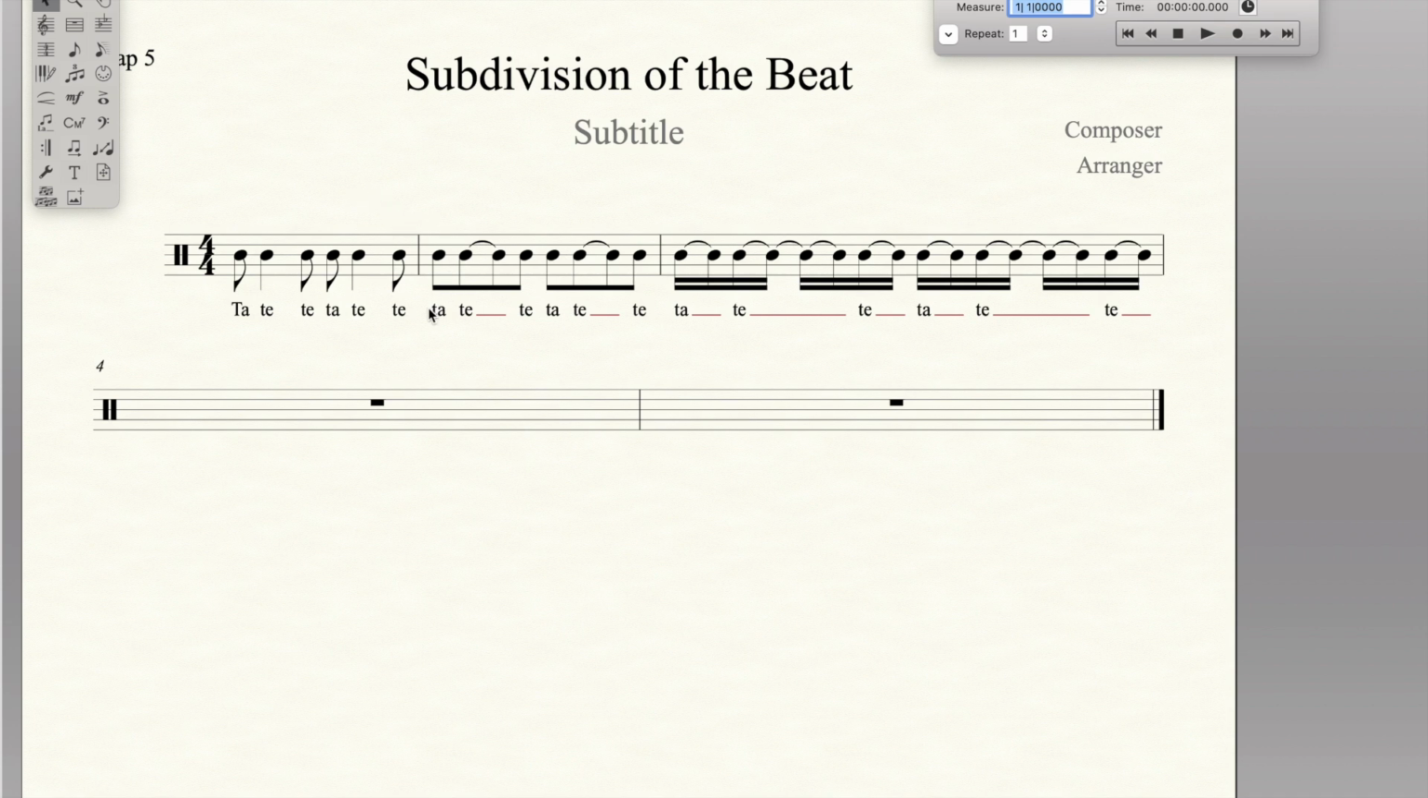Okay, this is the same thing written with tied 8th notes. Ta te te ta te te ta te te ta te. Here's the thing, same rhythm written in 16th notes. Ta te te ta te. Te ta te, te ta te, te ta te. There you go.